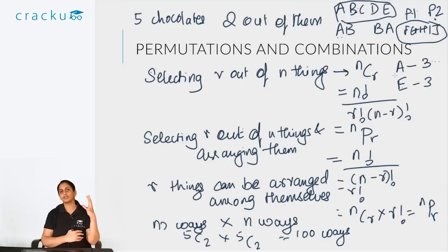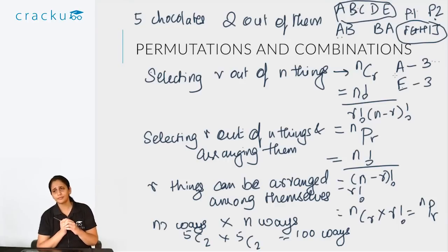Essentially, whenever you have to calculate the total number of ways something can be done, then you have to write down how it is to be done.